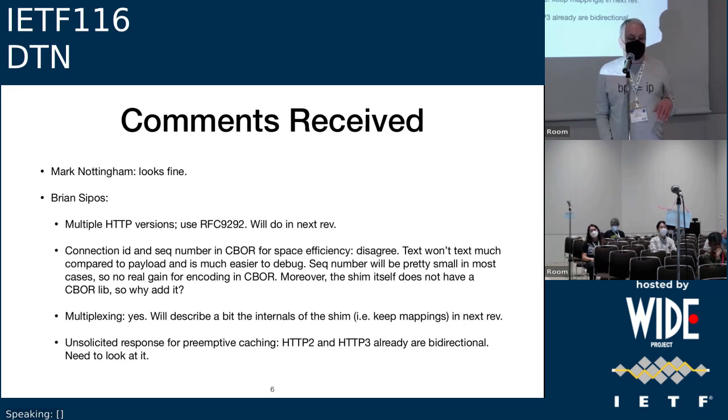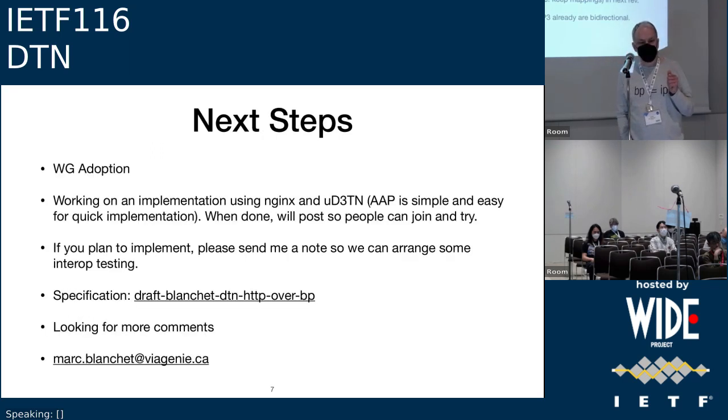So multiplexing, yes, it's covered, but it's not talked about in the draft. We'll do it in the next rev. And unsolicited response, for example, preemptive caching. HTTP 2 and 3 already have this, and it probably needs more text in the draft for describing this. Next slide. I think that's the last one.